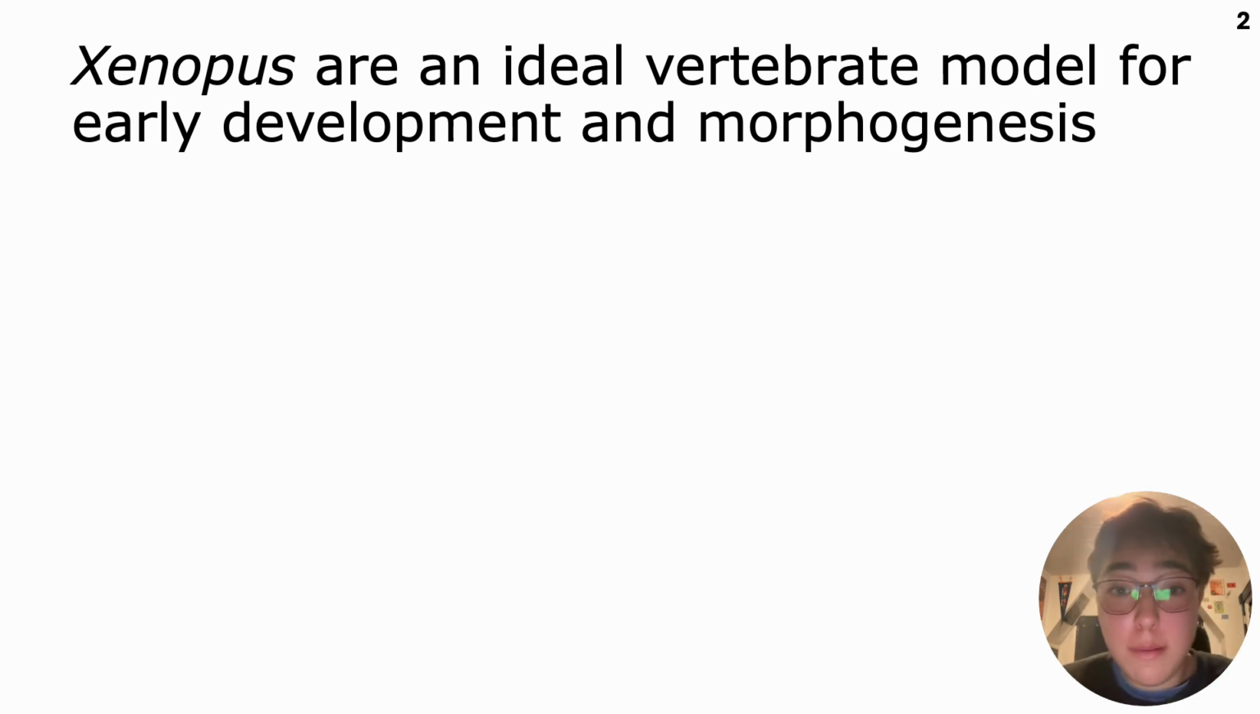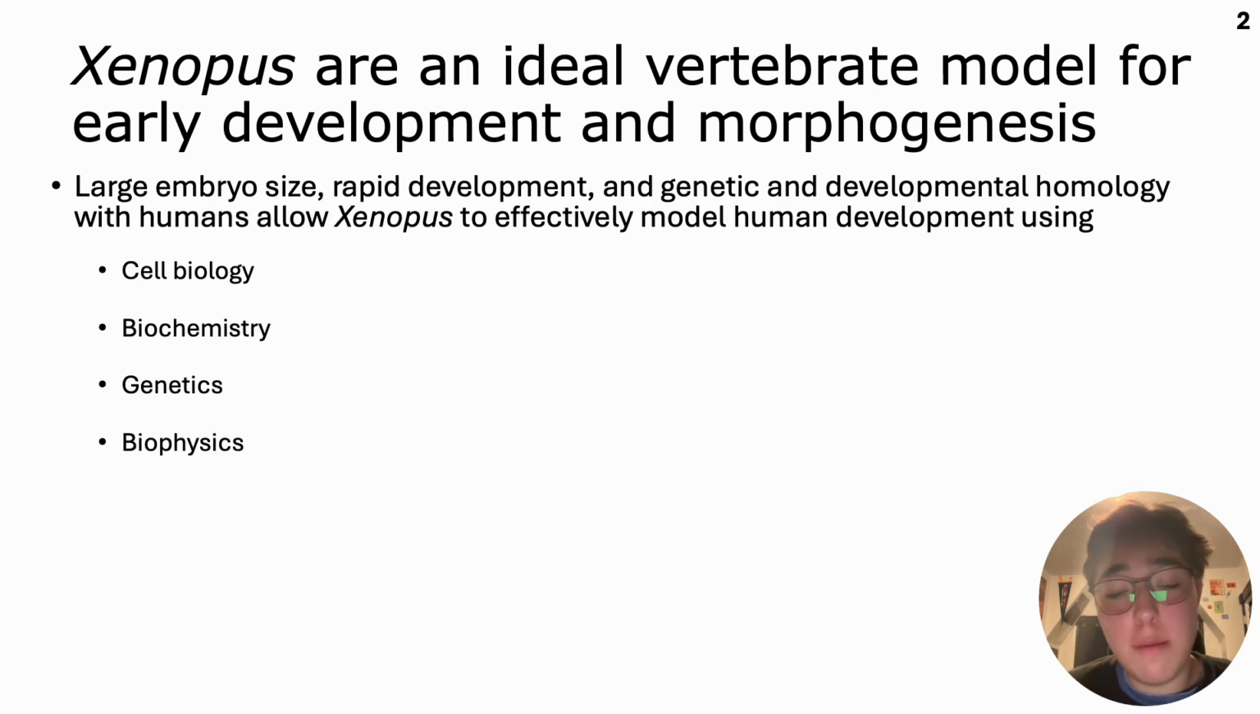So why Xenopus? Well, they are an ideal vertebrate model for early development and morphogenesis, and that's because they're an amphibian model. Amphibians have been used in developmental biology research for a very long time. They're pretty robust as compared to mammalian models because they can withstand a lot more crazy experiments and manipulations that you can do to them, which is really helpful for studying developmental biology.